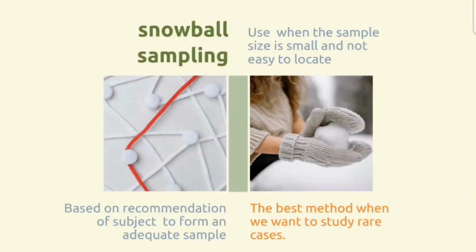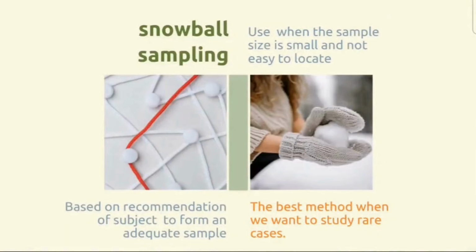Snowball sampling is best when we want to study rare cases. For example, we want to study drug addicts around the Selangor area, where it is not easy to locate those individuals at random in public. Imagine you are rolling a snowball down the hill. As the snowball approaches the bottom, the size of the snowball gets bigger and bigger, so does our sample.